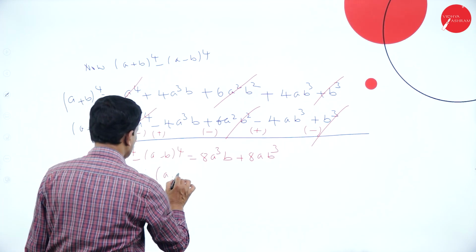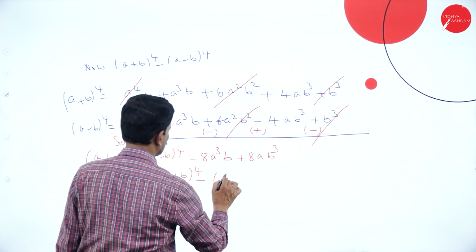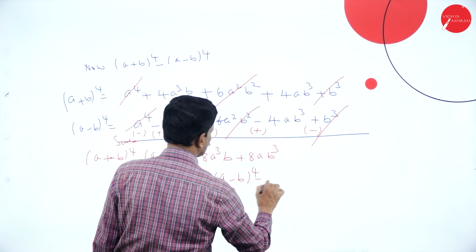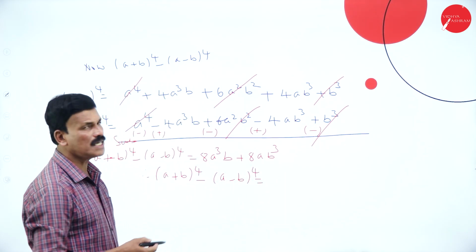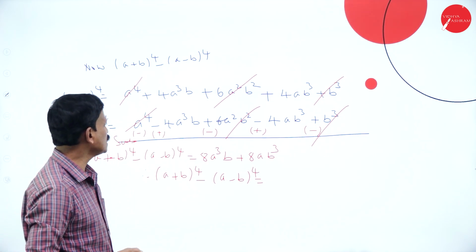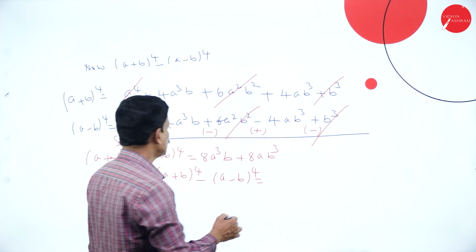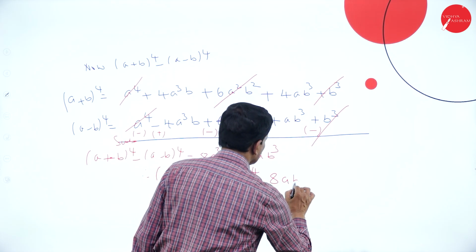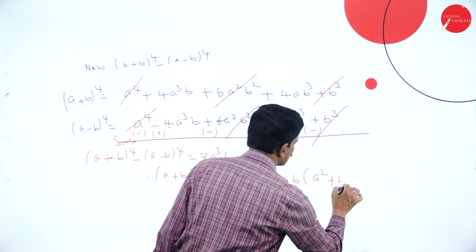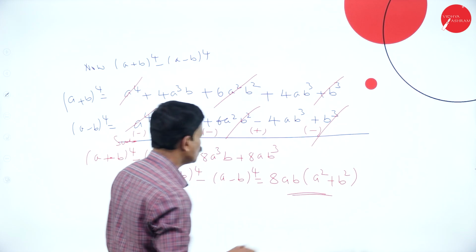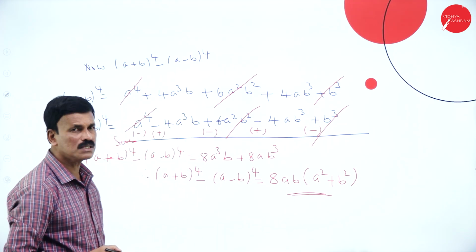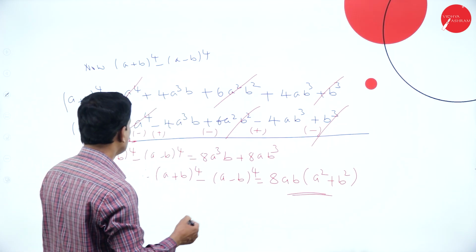Therefore (a plus b) whole to the power of 4 minus (a minus b) whole to the power of 4 is equal to 8a cube b plus 8ab cube. So you can take 8ab common factor, then what is remaining is a square plus b square. So 8ab into (a square plus b square). Okay. Now what is to find?